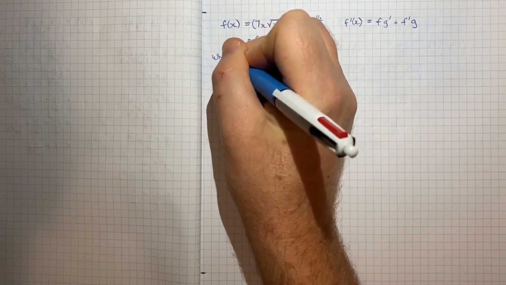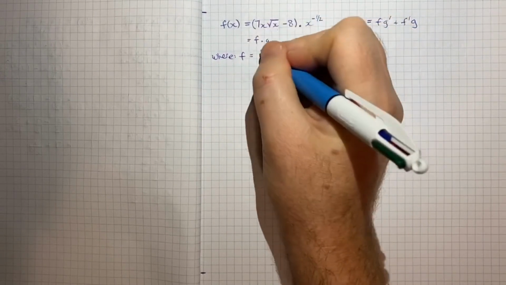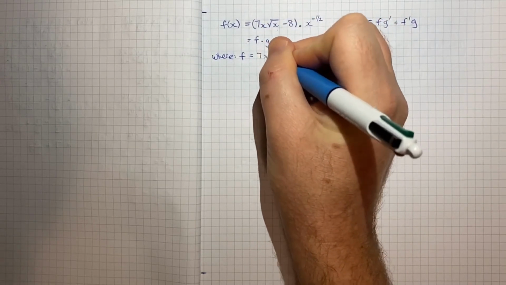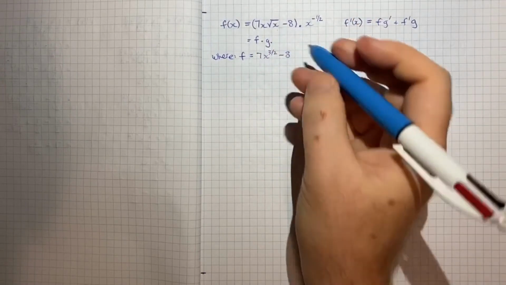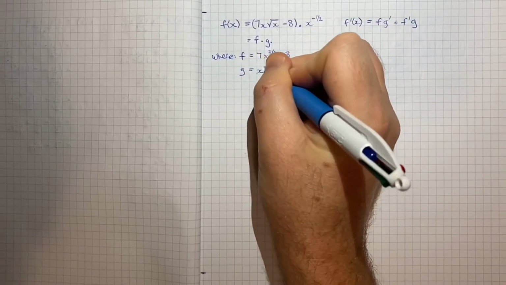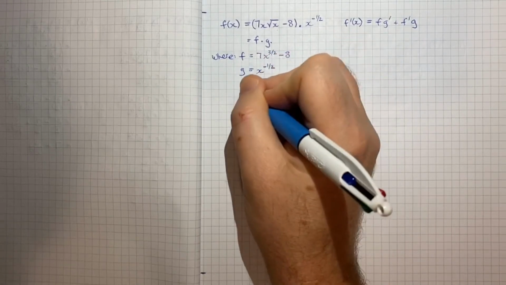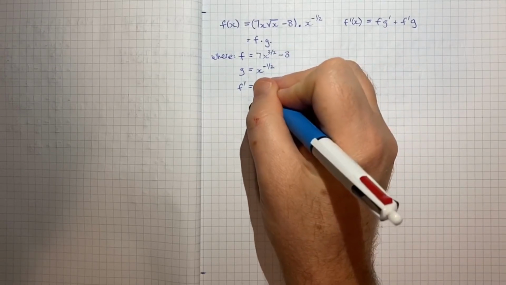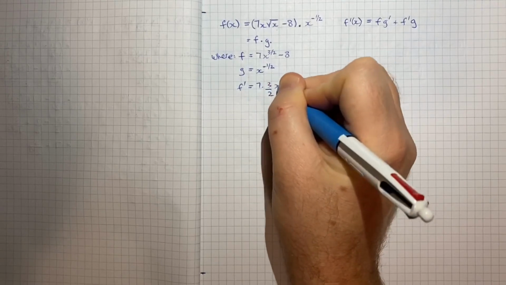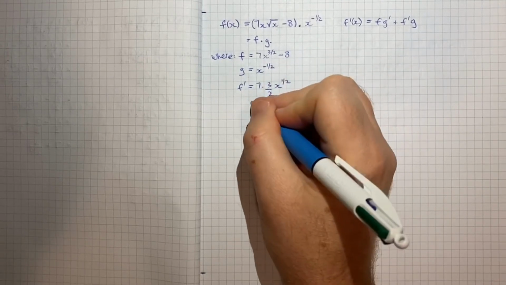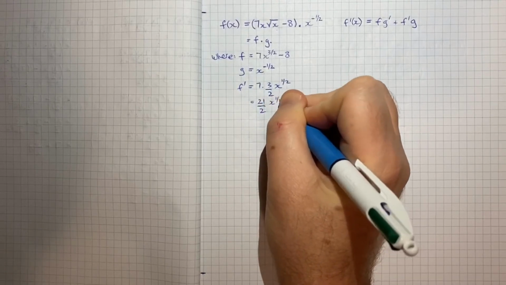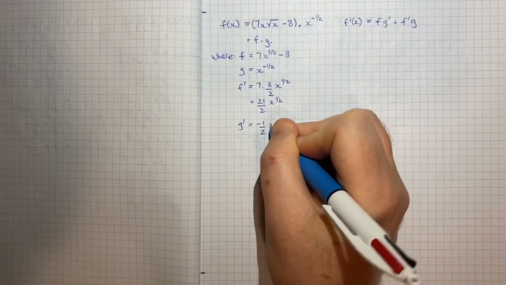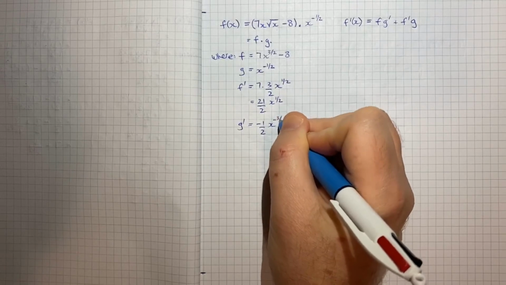So in our case, f is still the same as what it was before, and I'll write it in that simplified notation. So we get 7x to the 3/2 minus 8. g in this case is x to the minus a half. f dash is going to be the same as what we got before, which will be 7 times 3/2 x to the half, and the 8 disappears, which gets us 21/2 x to the half. And then g dash will be equal to minus a half x to the minus 3/2.